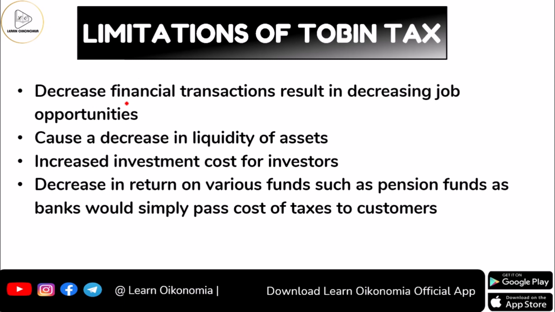There can be a fall in financial transactions. Why? Because we could see that it is trying to prevent the inflow and outflow of short-term funds, right? So whenever this reduction in financial transactions happens, this would also reduce the job opportunities. So there would be job loss, there would be unemployment as a result of something called Tobin tax.